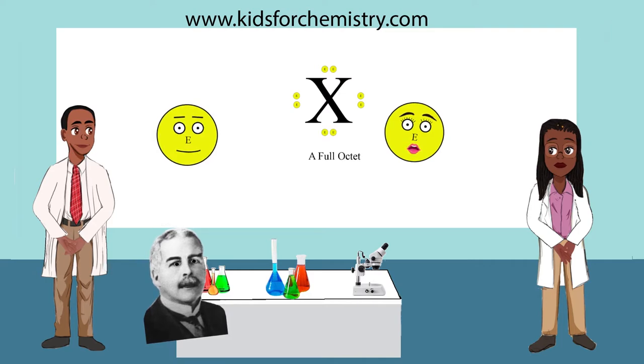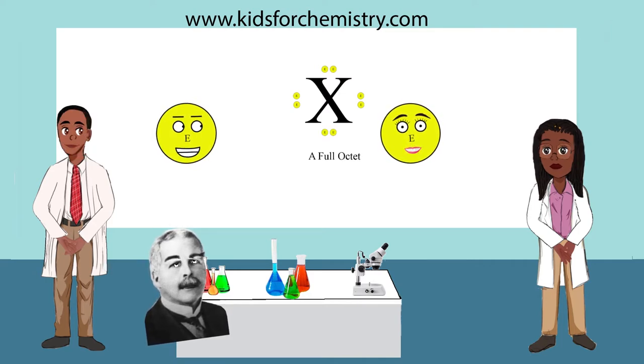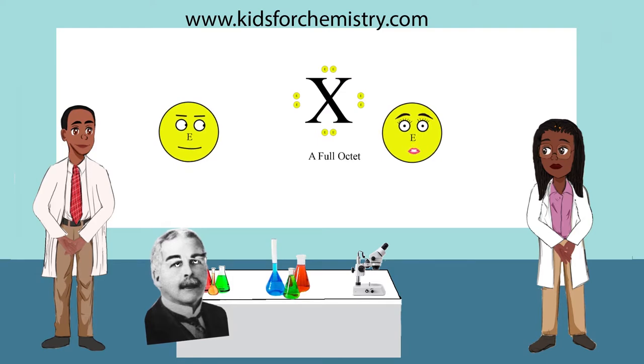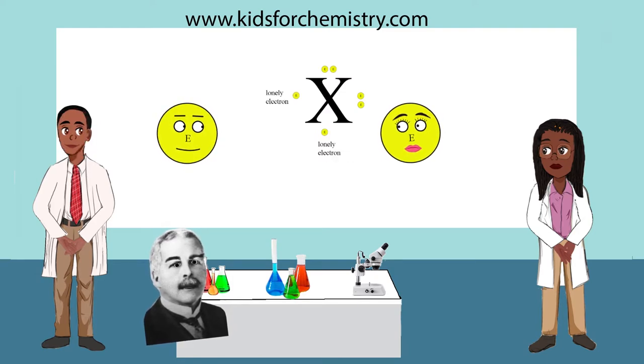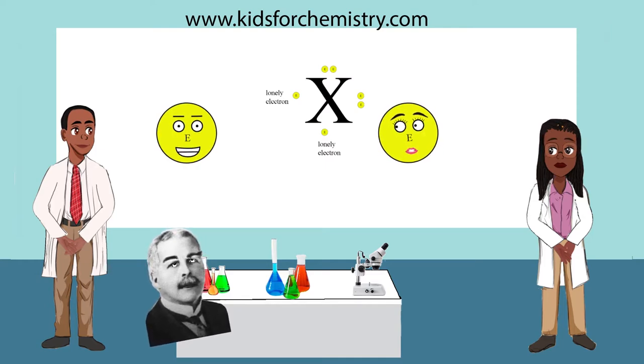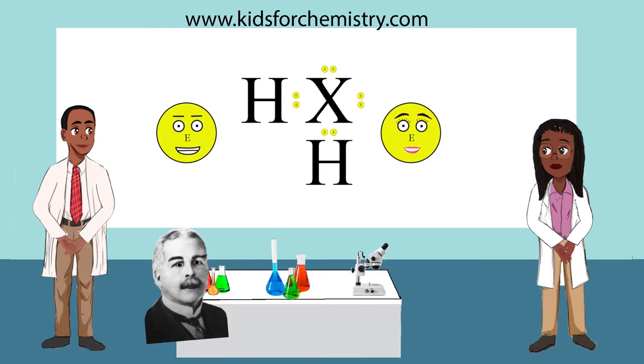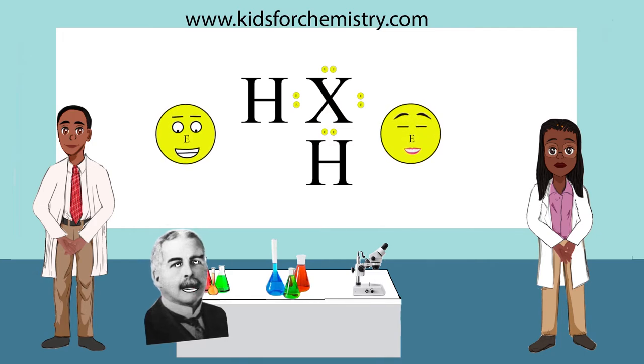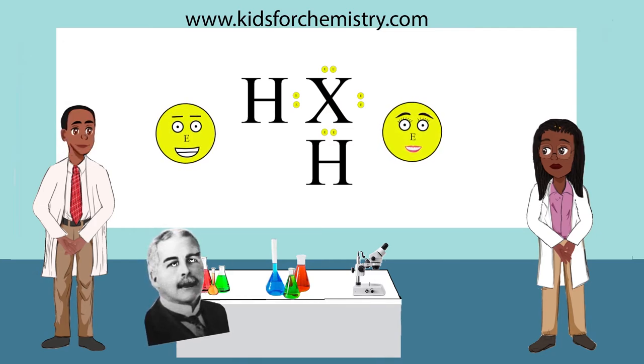But sometimes an atom doesn't have a full octet, and it will have lonely electrons, like this. These lonely electrons will want to pair off with lonely electrons from another atom. So other atoms will form bonds with X so that all of the electrons will be paired off. And that is why atomic bonds are formed. Thank you, E, and Miss E, for explaining that. You did a great job.